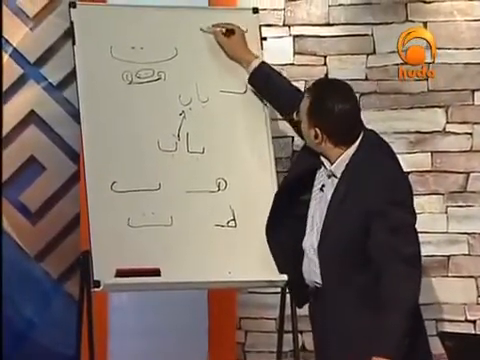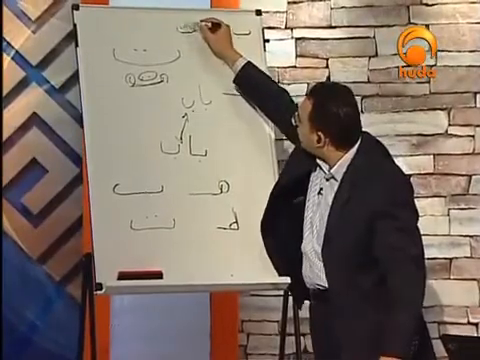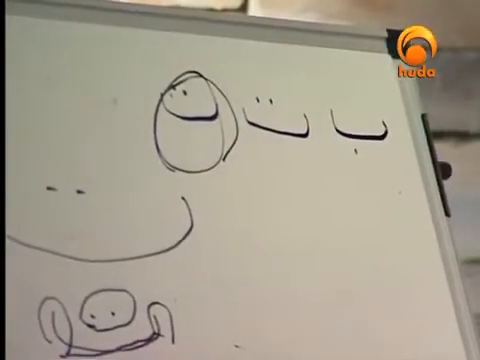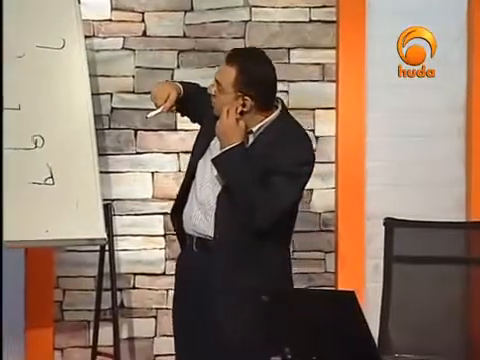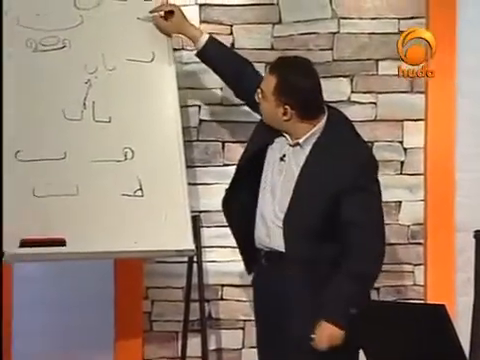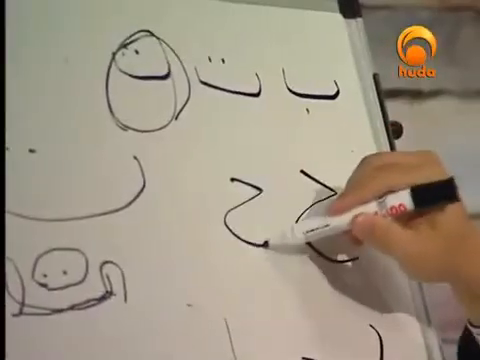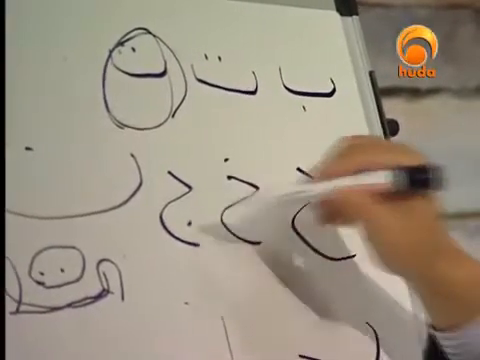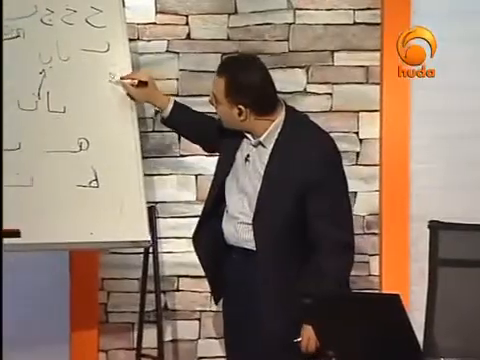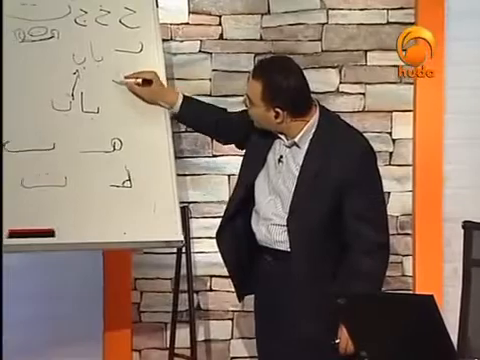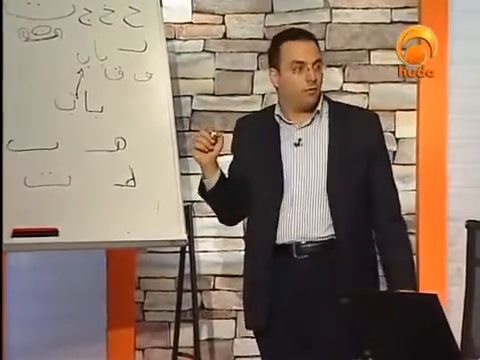Ba, ta, and tha. We will discuss these letters in the following episodes. Also, you can find some other alphabets, like, for example, ha, kha, jim. You can also find fa, qaf.